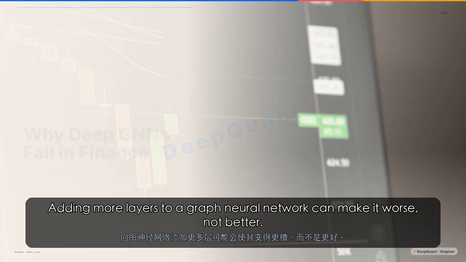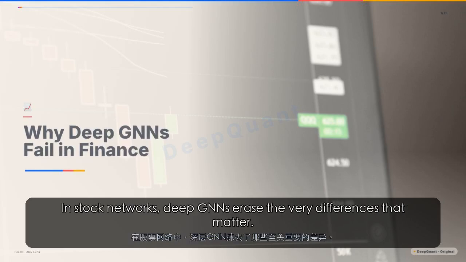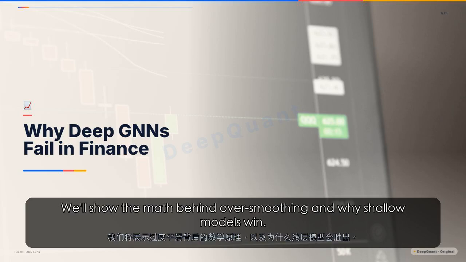Adding more layers to a graph neural network can make it worse, not better. In stock networks, deep GNNs erase the very differences that matter. We'll show the math behind oversmoothing and why shallow models win.